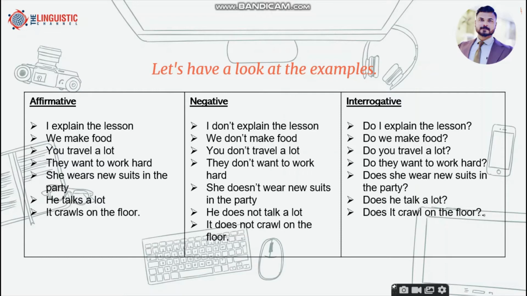In an interrogative, the rule to form an interrogative is that we bring the helping verb first. तो हम interrogative में क्या करते हैं, हम helping verb पहले ले आते हैं. So it's going to be like, does he talk a lot, or does it crawl on the floor? Let's go to the next slide.